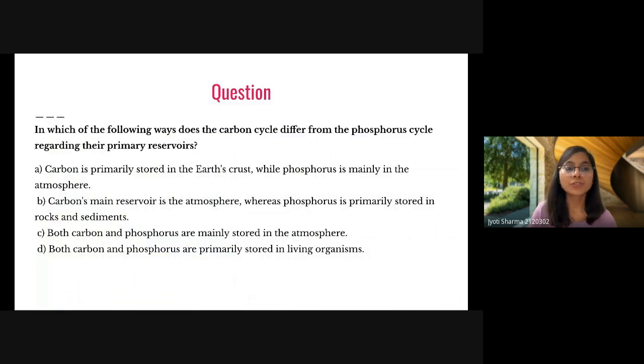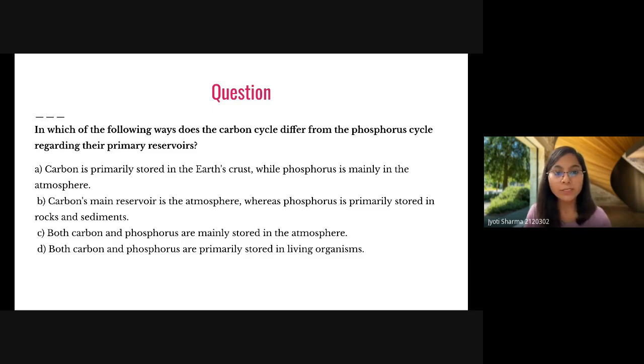Coming to the next question: in which of the following ways does the carbon cycle differ from the phosphorus cycle regarding their primary reservoir? From that cycle, we already have learned, but right now you have to give me the answer. Based on the reservoir, you have to tell me the difference between the carbon cycle and the phosphorus cycle. So we have four options here.